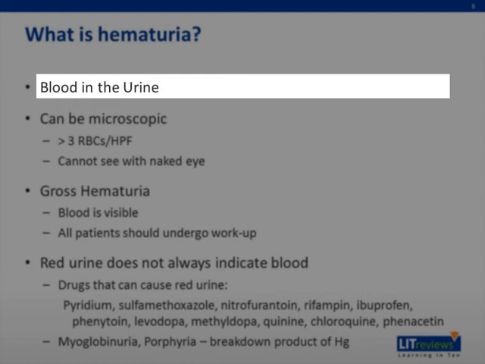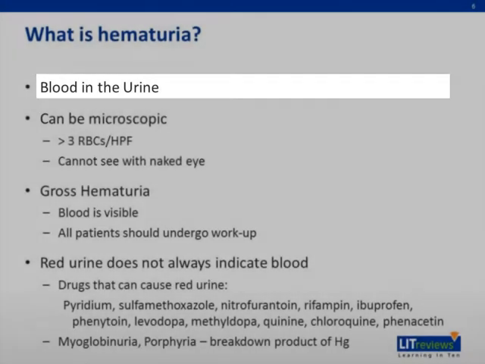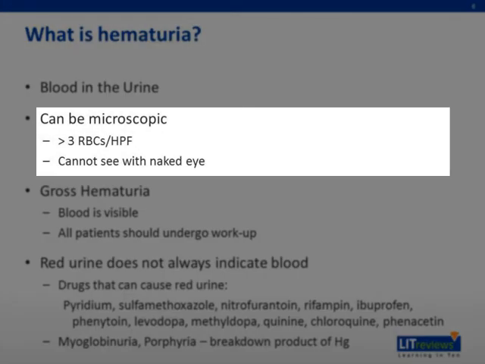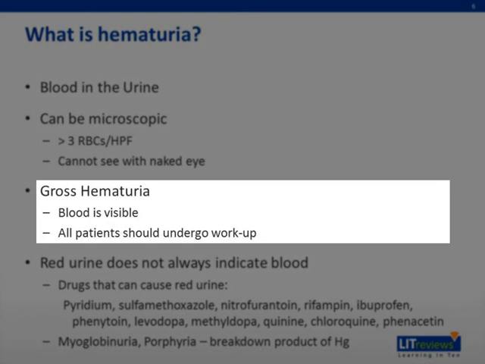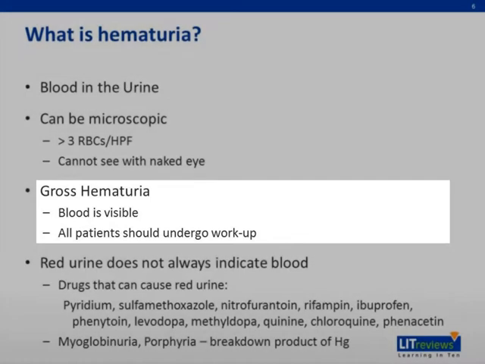Hematuria is defined as the presence of blood in the urine, and on urinalysis is greater than 3 red blood cells per high-powered field. This can be microscopic or gross. Microscopic hematuria cannot be seen with the naked eye, and on urinalysis is greater than 3 RBCs per high-powered field. Gross hematuria is visible, and all patients with gross hematuria should undergo a full workup.